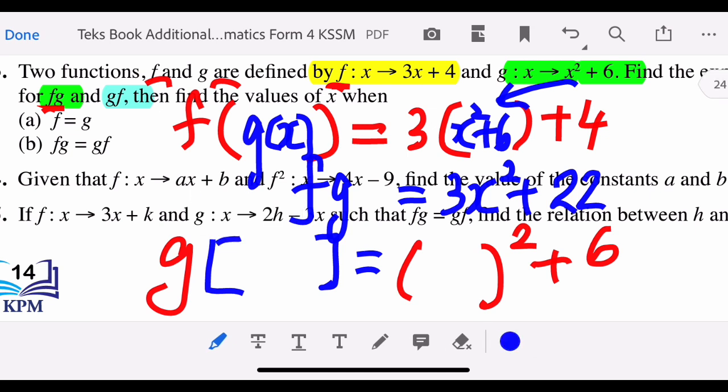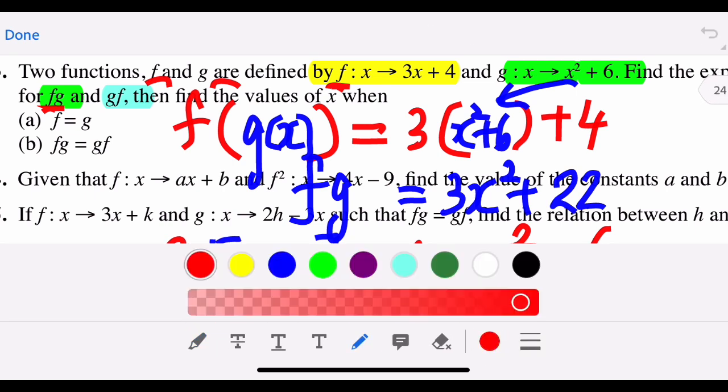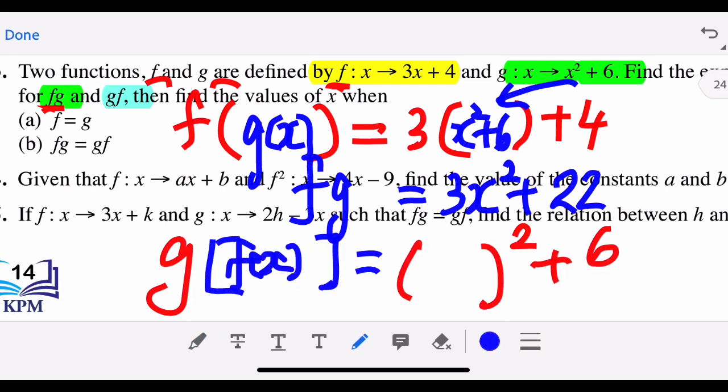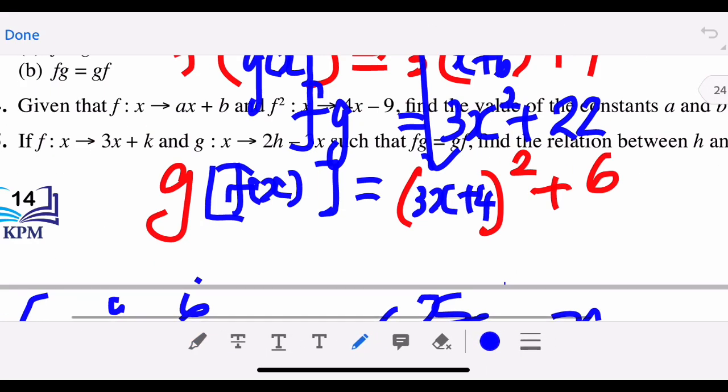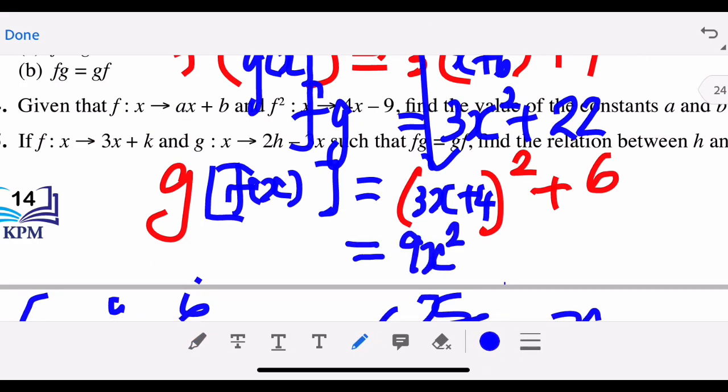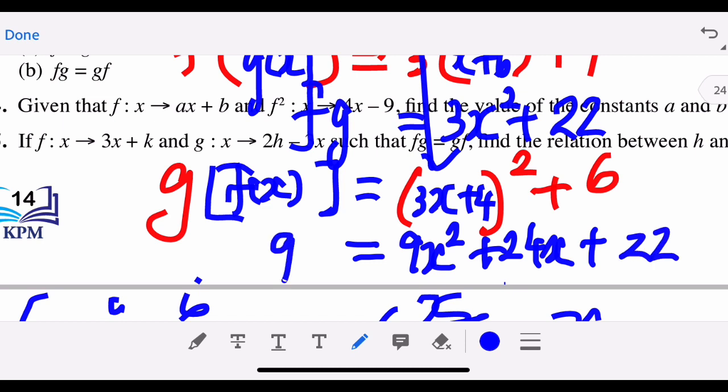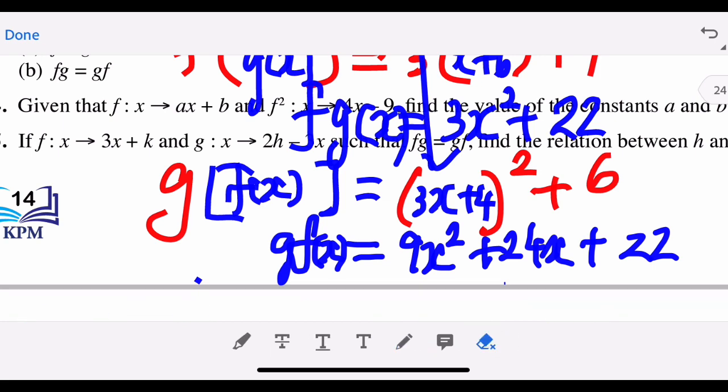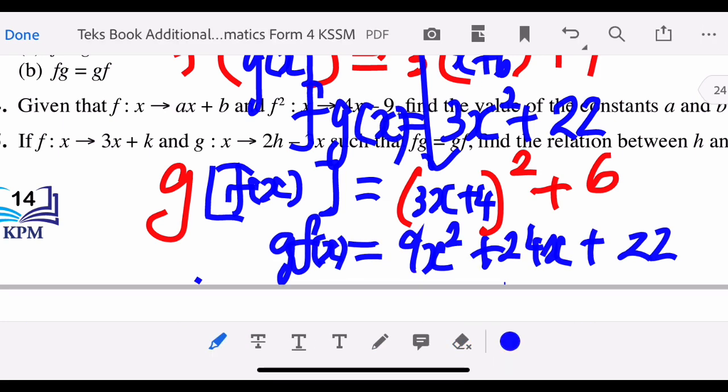So here you will write f(x), and here you will substitute the 3x plus 4, and you need to simplify to the simplest form. 9x squared plus 24x plus 16 plus 6, that is 22. So this is gf(x), this is fg(x). They are not the same, right? They are totally different. So fg and gf are not the same.